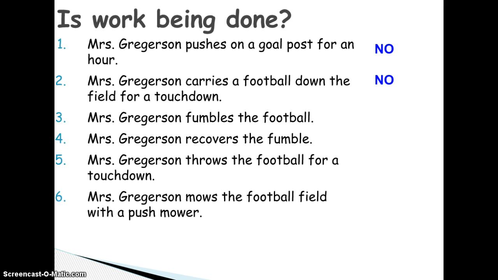Number 2, if you carry a football down the field for a touchdown, work is not actually done in physics world. And again, you'll find out in a little bit why. Number 3, Mrs. Gregerson fumbles the football. Yes, work would actually be done in physics world. Number 4, recovers the fumble. Yes, work would be done. And number 5, throwing the football for a touchdown. Yes, work would be done. And number 6, if you mow the football field with a push mower, yes, work would be done. And you would likely be very tired as well.